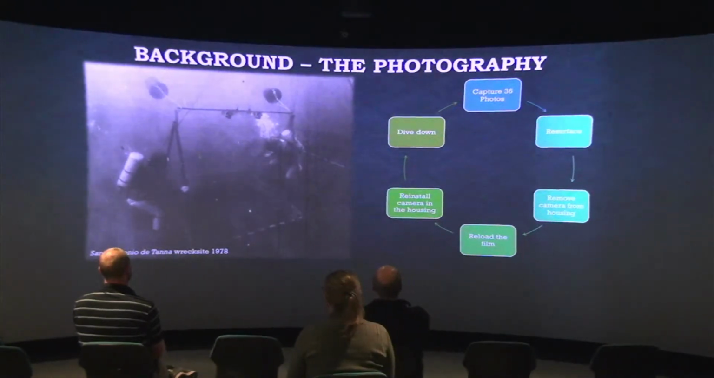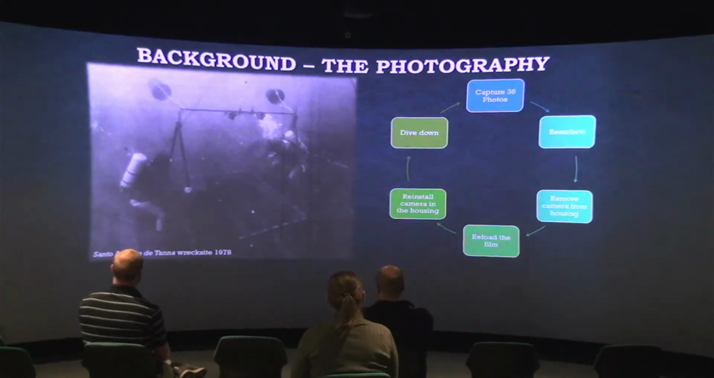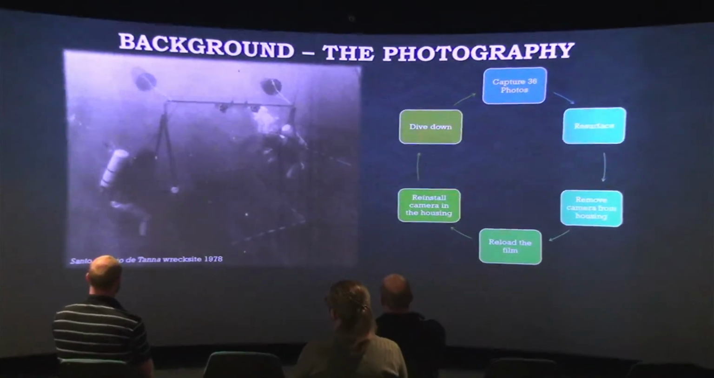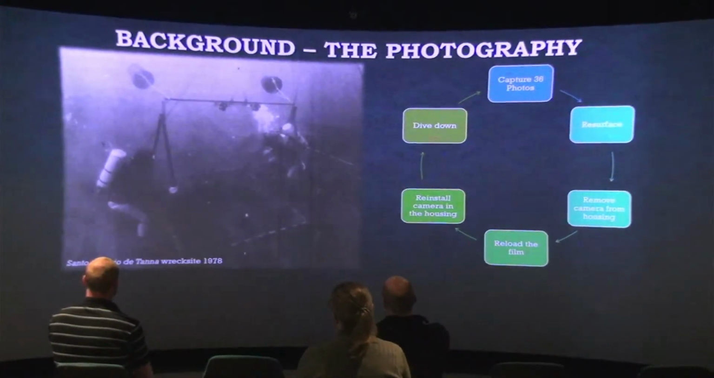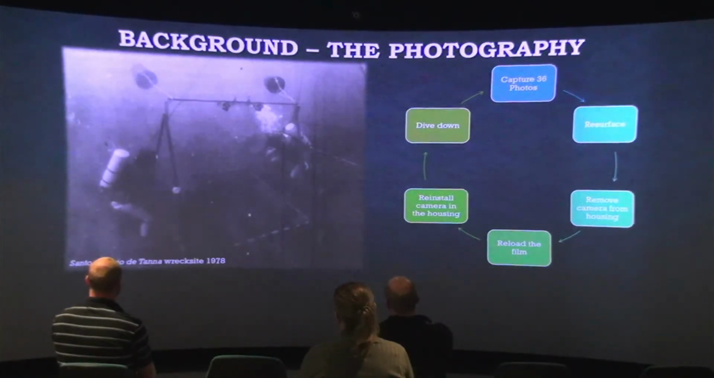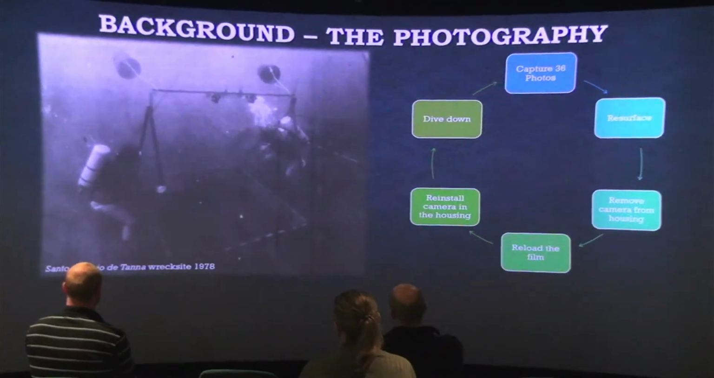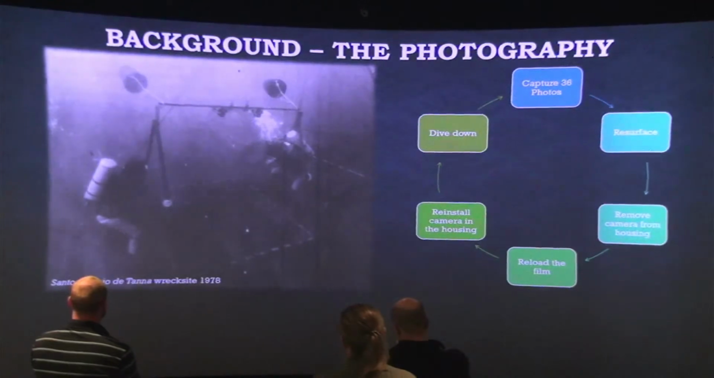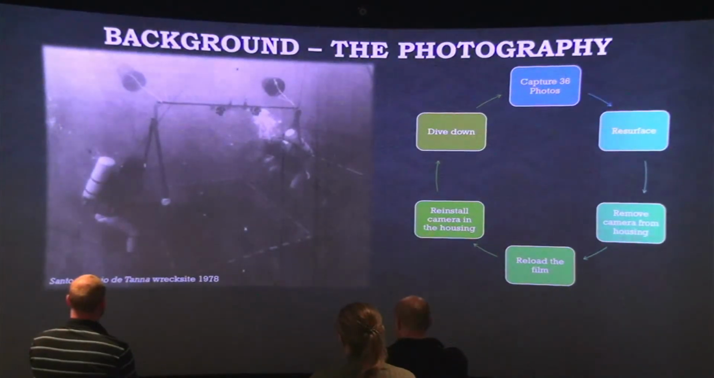During the survey of the Santo Antonio de Tanna, 2 Nikonos 15mm lens cameras were used to capture stereoscopic image pairs. Both cameras were set up on a stereo bar with 1/2 meter separation and then calibrated underwater. The stereo bar was then attached to a photo tower, which you can see there on the left.